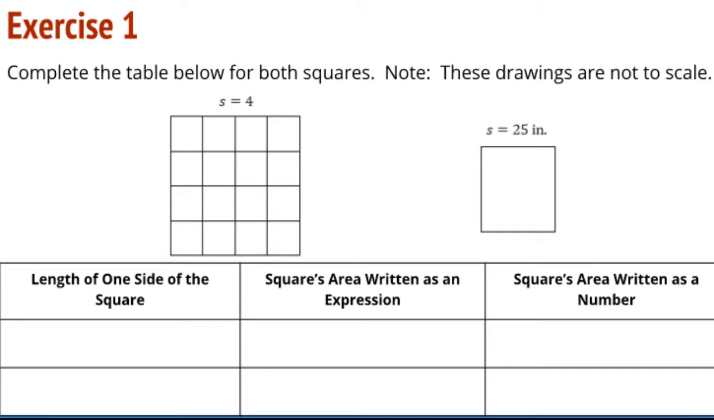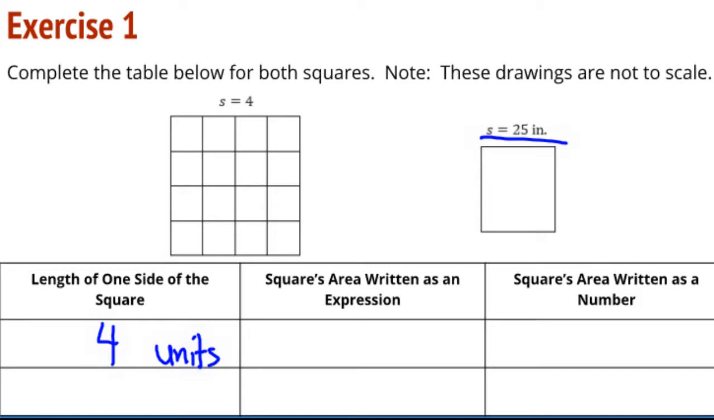So got some squares here. Need to point out these drawings are not to scale. Obviously, this right here is not 25 inches. So we're going to complete the table, organize our work and information in the table here. Length of one side of the square. Looking at this first one here, the length is 4. And we don't know what we're measuring in, so we would call it units.